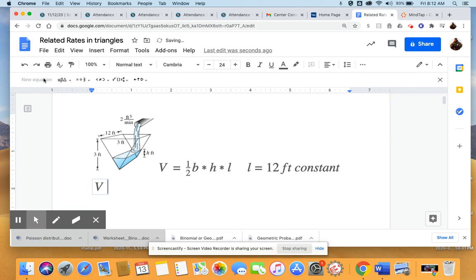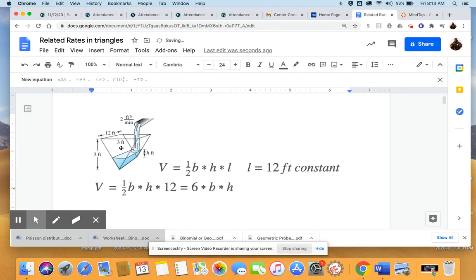All right, so we're going to go ahead and plug that in. We're going to say volume is now equal to 1/2 base times the height times 12, and that is equal to 6 times base times height. We've simplified our equation drastically, going from 3 variables down to just 2 variables.